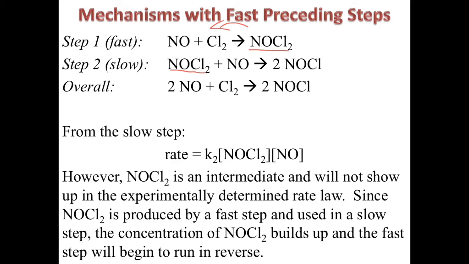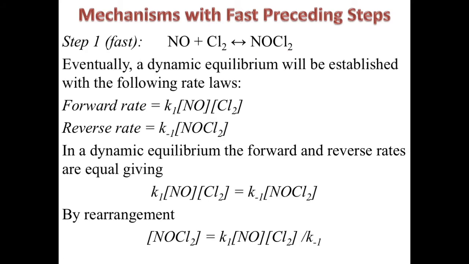When we have that occur, we can use the fact that this is a reversible reaction and get rid of the NOCl2 in the rate law, as we will shortly see. So this is an equilibrium step, and a dynamic equilibrium is established. The forward rate is K1 times the concentration of NO times the concentration of Cl2. The reverse rate, we give the rate constant a -1 to show that it's the reverse of the first reaction, has a rate constant K-1 times the concentration of NOCl2.